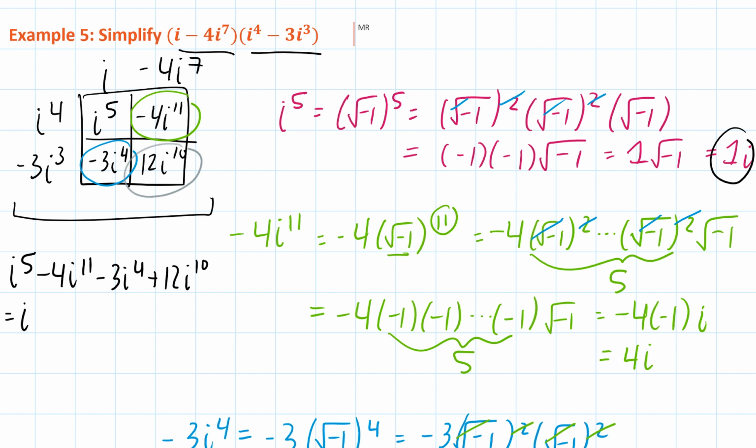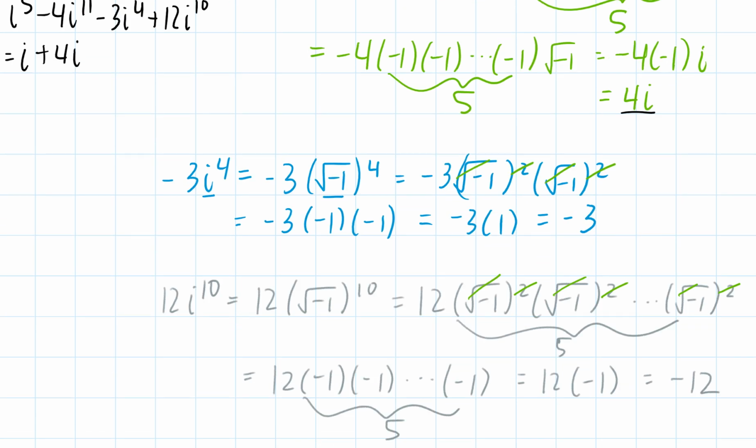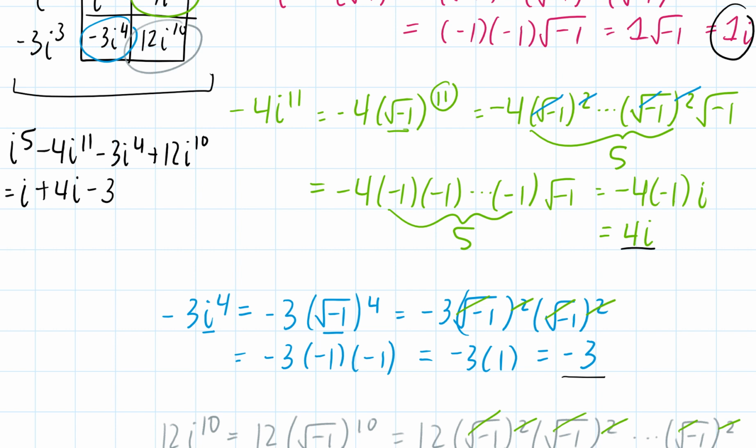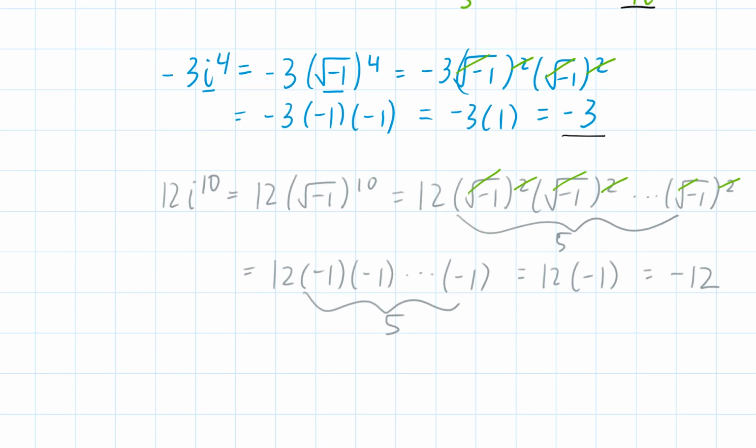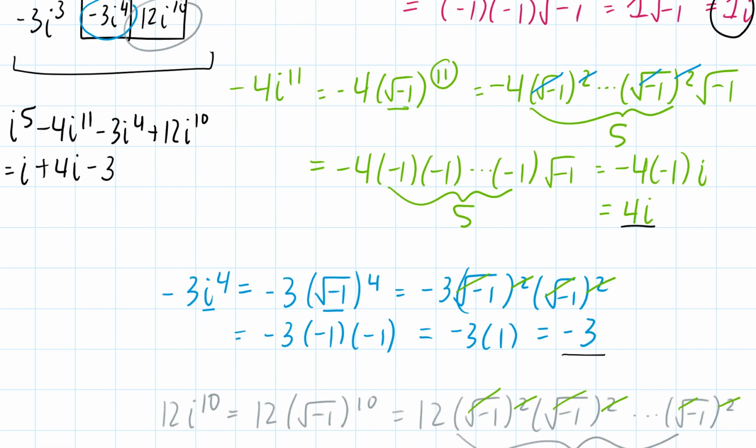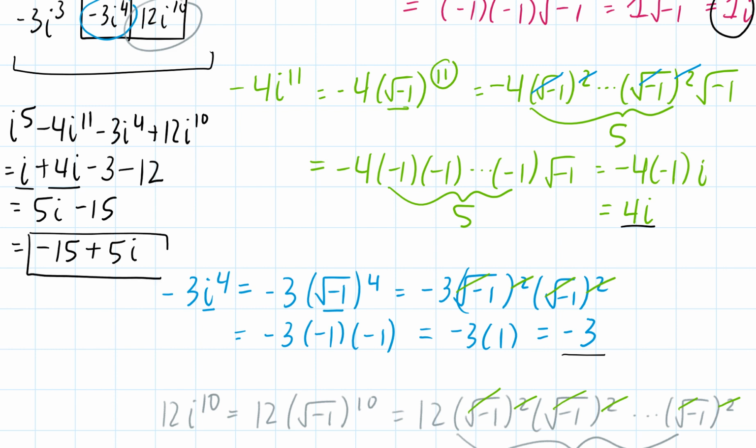Negative 4i to the 11th gave us 4i. Negative 3i to the 4th just gave us negative 3. And 12i to the 10th gave us negative 12. We have to combine like terms and put it in the a plus bi format, and we're done.